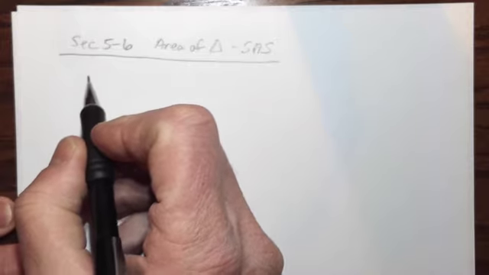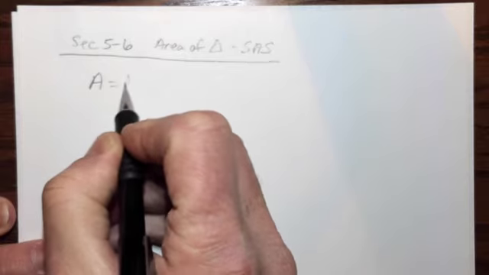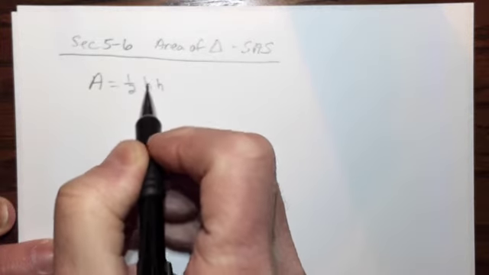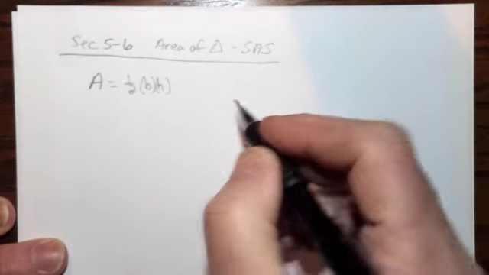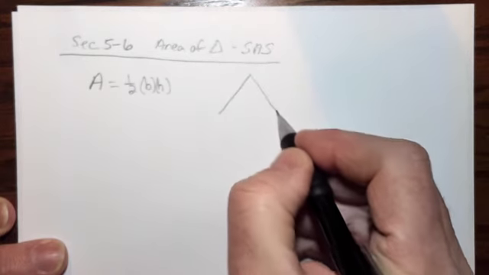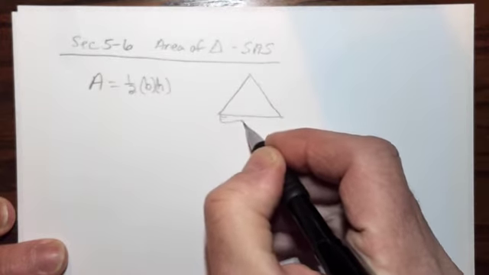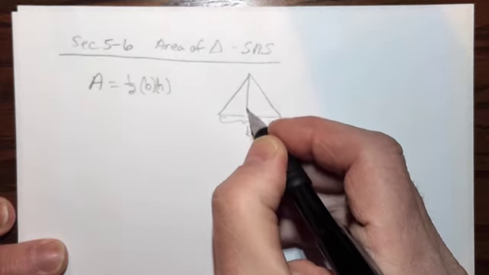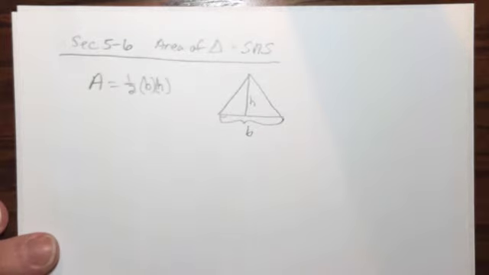Look at finding the area of a triangle. Now, if you remember back in geometry and probably previous to that, you learned that the area of a triangle is 1/2 base times height, or base times height divided by 2. And so if you look at a triangle, the base is this length, the height is that distance right there. Okay, so that's fine as long as we have that information to find the area.